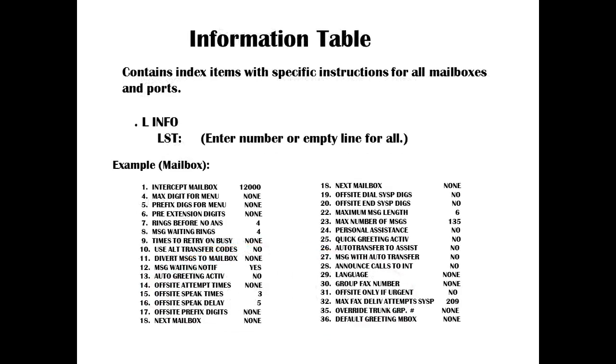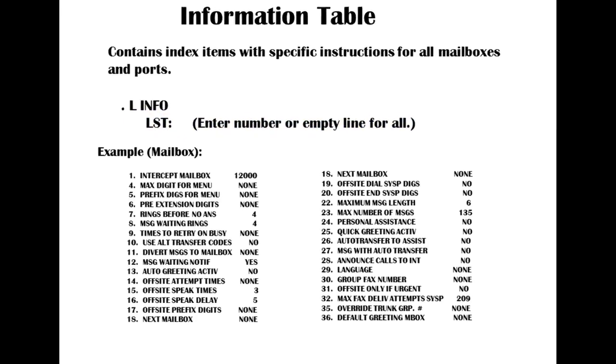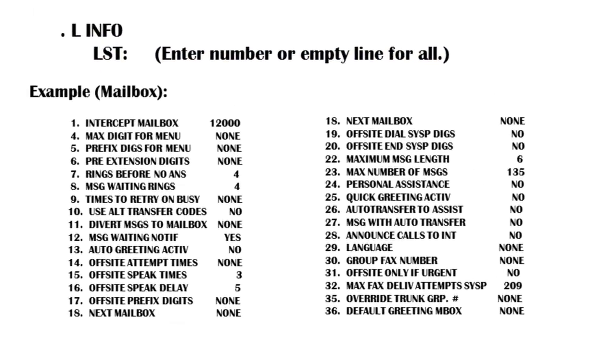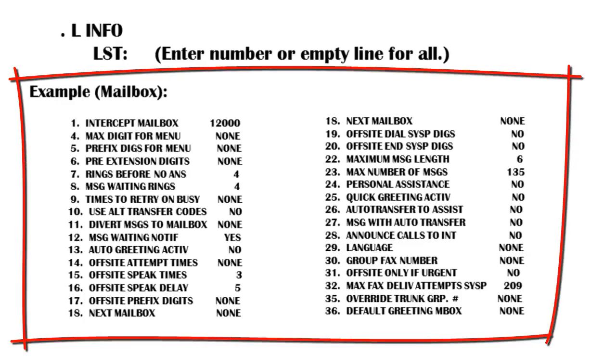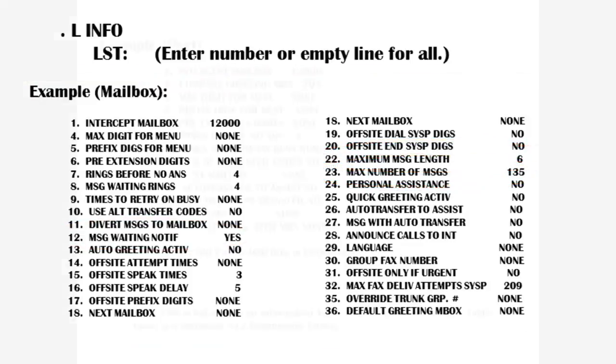And the information table. Again, these tables contain specific instructions for all mailboxes and ports. We also generate this report at the update prompt with the L-info command. Enter the number or an empty line for all. As you can see in this example of an information table defined for a mailbox, the table consists of 36 additional index items defining functionality such as MWI, maximum message length, maximum number of messages allowed, and more.